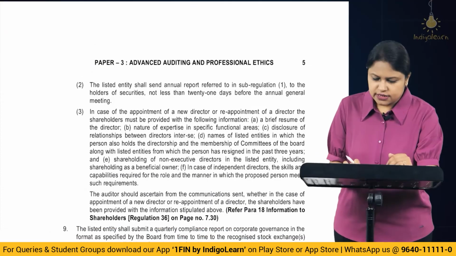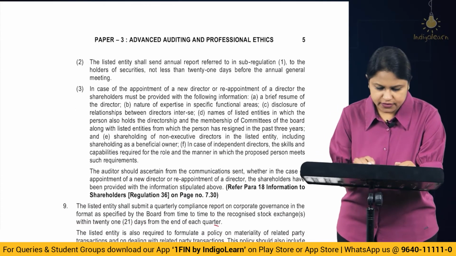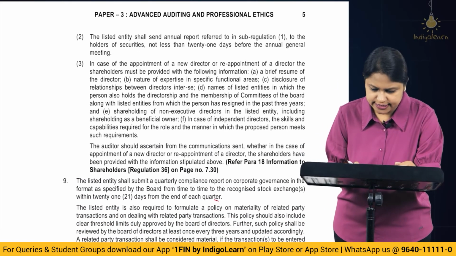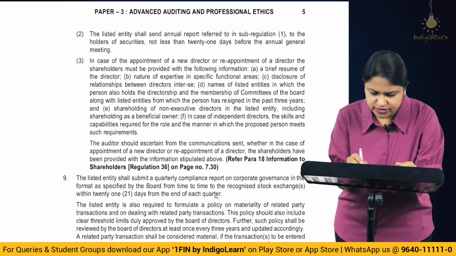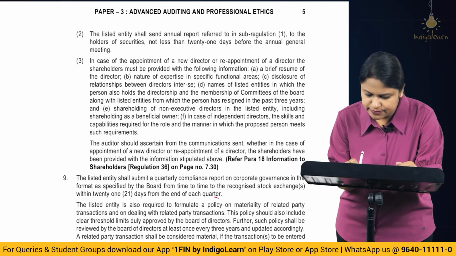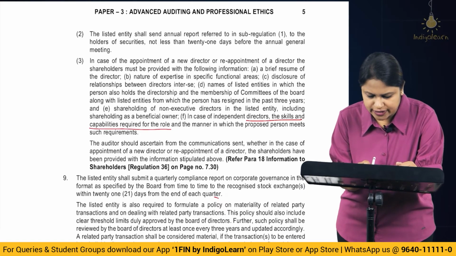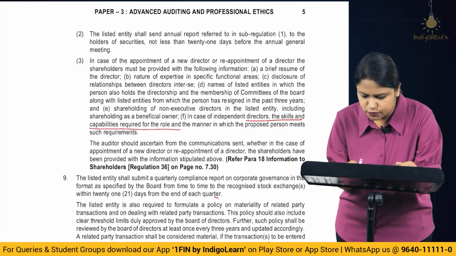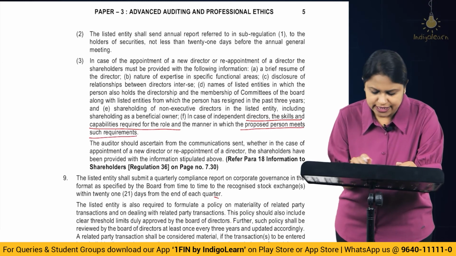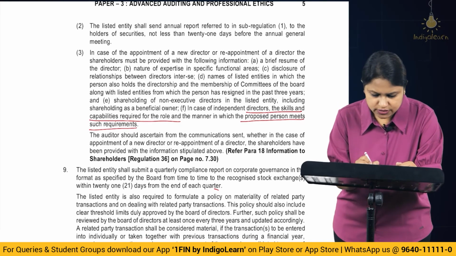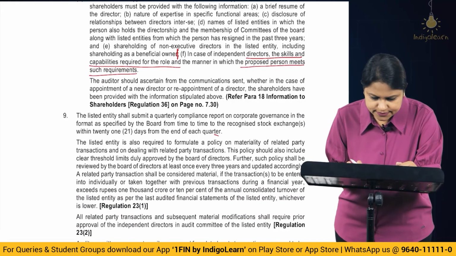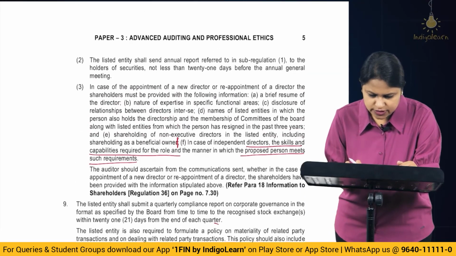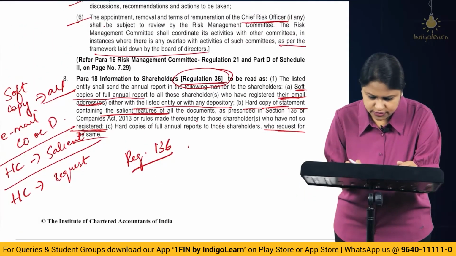Alright then, apart from that, you also have the listed entity. This is all the same. In the third point, point F has been added now. In case of independent directors, the skills and capabilities required for the role and the manner in which the proposed person meets such requirement, that also should be added. So up to E it's all the same. One addition is for F. That is the only thing we have to understand when it comes to regulation 36.